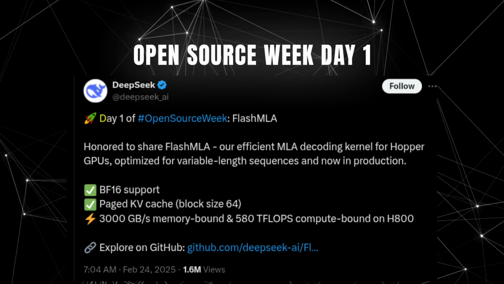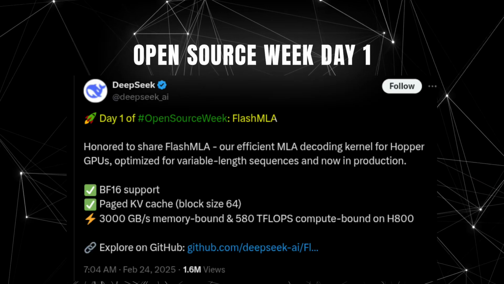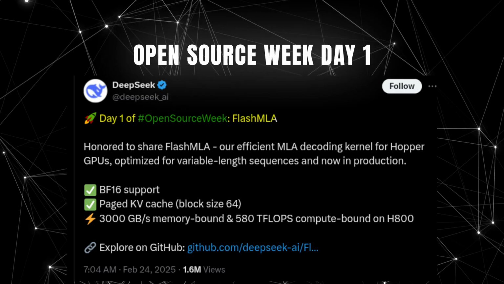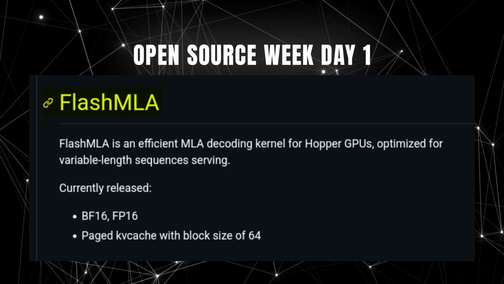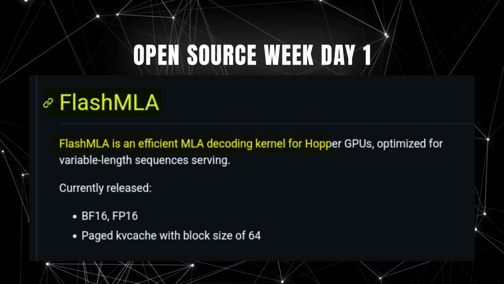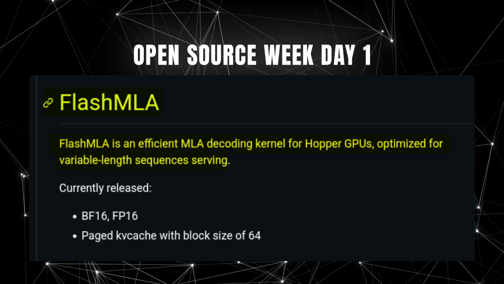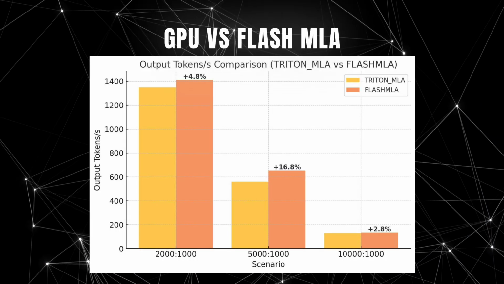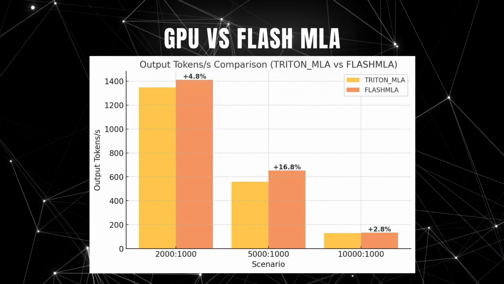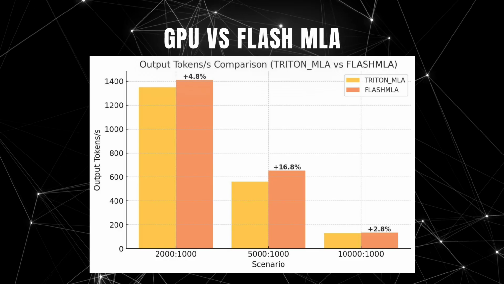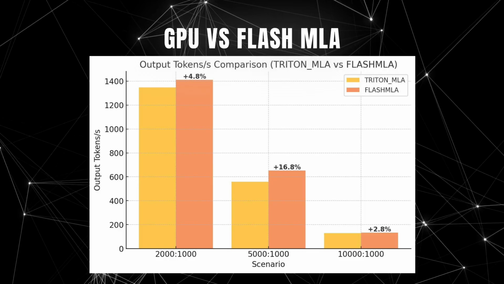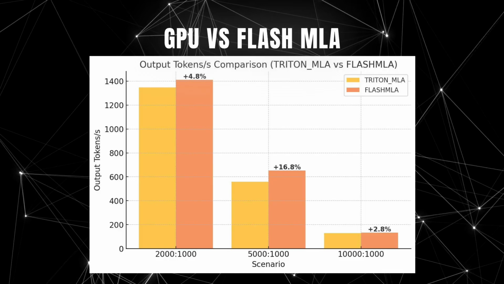Alright, first up, Flash MLA. If you've heard of Flash Attention, this is similar, but specifically for DeepSeek's attention mechanism. The whole idea behind Flash Attention is that it speeds up how AI processes data. Normally, the GPU would hit a memory bottleneck because it's trying to process too much at once. Flash MLA fixes that by breaking data into chunks and processing them more efficiently.